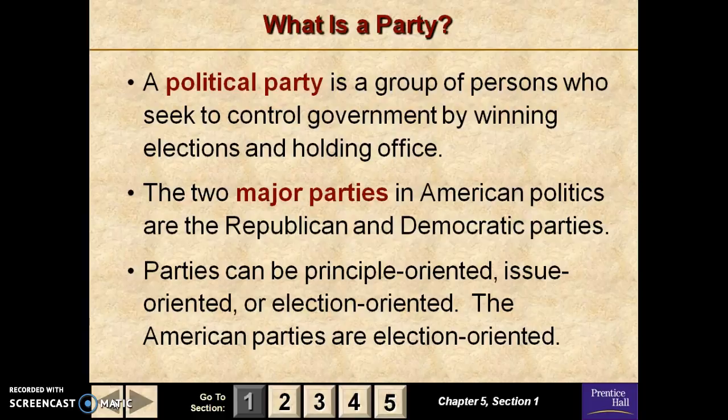The 2 other types of political parties here are principle-oriented and issue-oriented. Principle-oriented is going to be much more like a philosophy, like socialism or communism. And issue-oriented are looking at a specific thing, like, say, the environment with the Green Party. Their whole focus is to improve the environment. They're not really too concerned about what's going on in areas that don't have a direct impact on improving the environment.